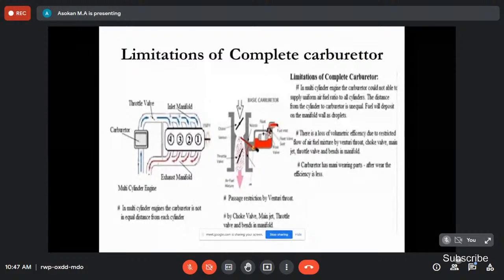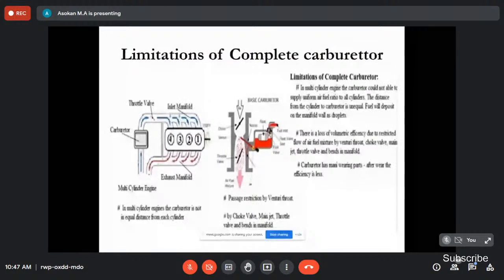Suppose the carburetor supplies the particular amount of air fuel mixture. The air fuel mixture travels from the carburetor to the 4th cylinder, then it travels to 1. So during this distance, during this time, some of the air fuel droplets are deposited on the walls of the inlet manifold. That's why a different air fuel mixture enters the cylinder. That is the drawback in case of multi-cylinder.